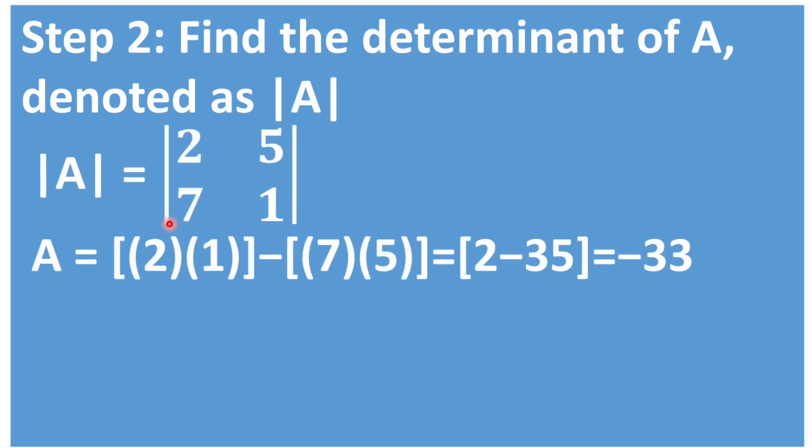So first of all, we will find the determinant. How can we find the determinant of this matrix? The determinant equals, first of all, we will multiply these two terms like this, 2 and 1. Then we will write minus in the middle, and then we will multiply 7 and 5. Now 2 times 1 equals 2, and 7 times 5 equals 35. So 2 minus 35 is equal to minus 33. So the determinant is minus 33, which is not equal to 0.